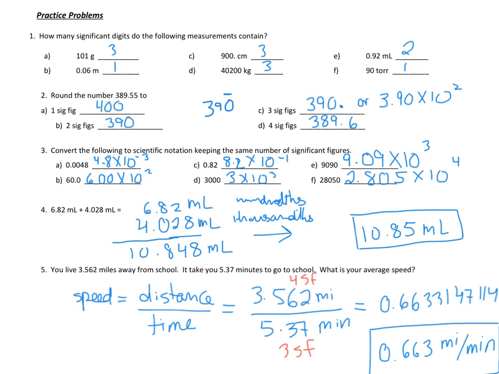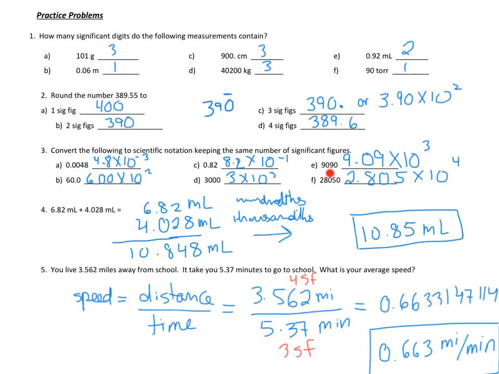For number 3, you want to watch out that when you do these, I think most of you know how to do scientific notation. The problem here is figuring out how many sig figs to use. So your number in standard form should have the same sig figs as your number in scientific notation. So this has 2, this has 2, 3 and 3, 2 and 2, 1 sig fig and 1 sig fig. So if you put zeros there, that would be incorrect.